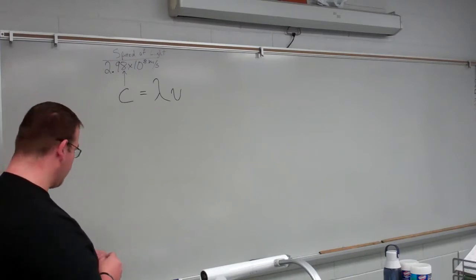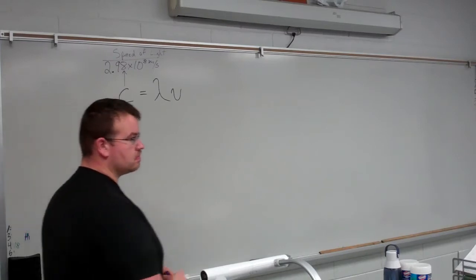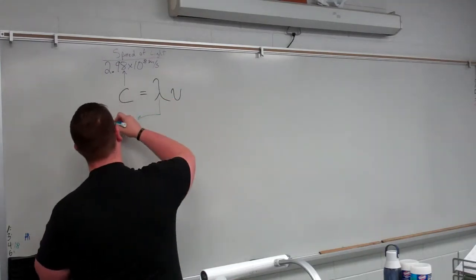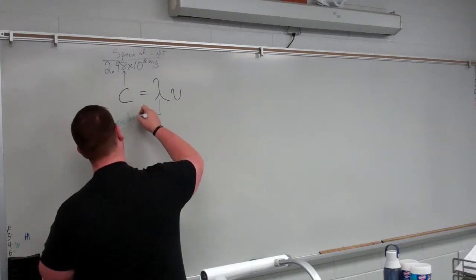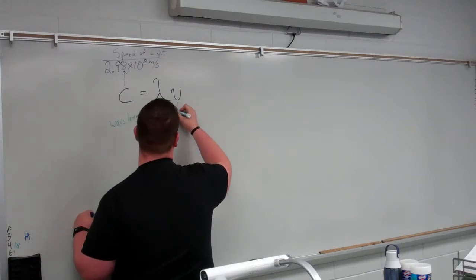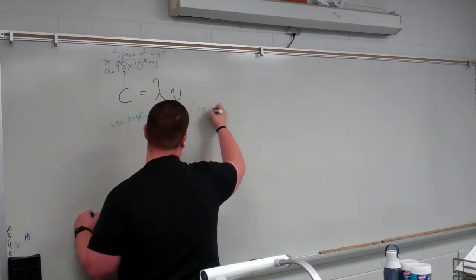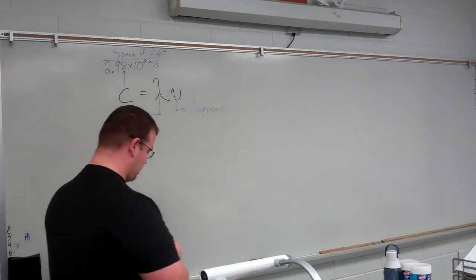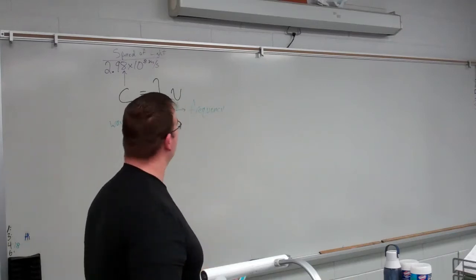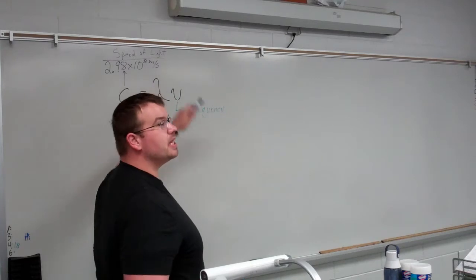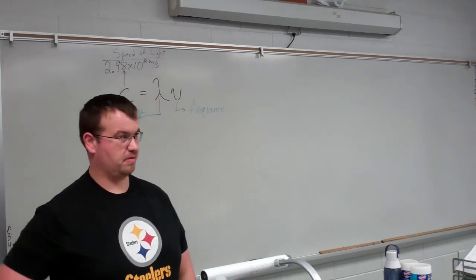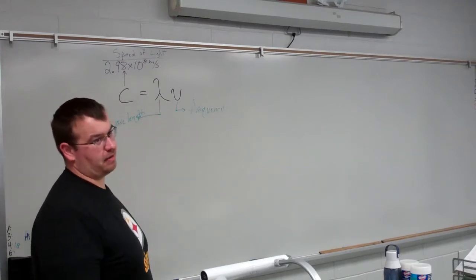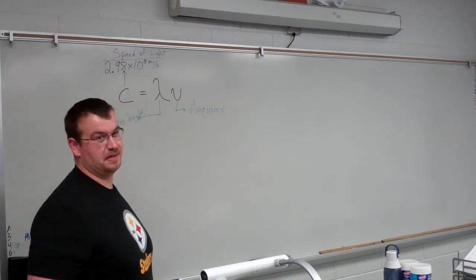And from here, these other two you've already seen. Lambda, which is wavelength, and nu, which is frequency. Important thing to stress here: notice your constant has meters per second. If you're going to work all this, what do you think wavelength's going to have to be in? Meters. Dead giveaway.